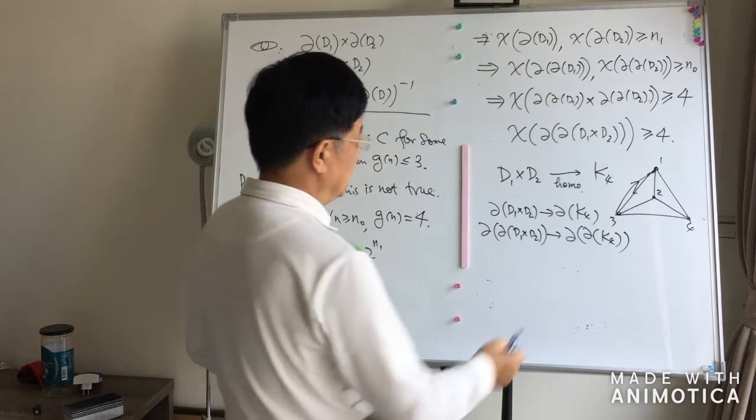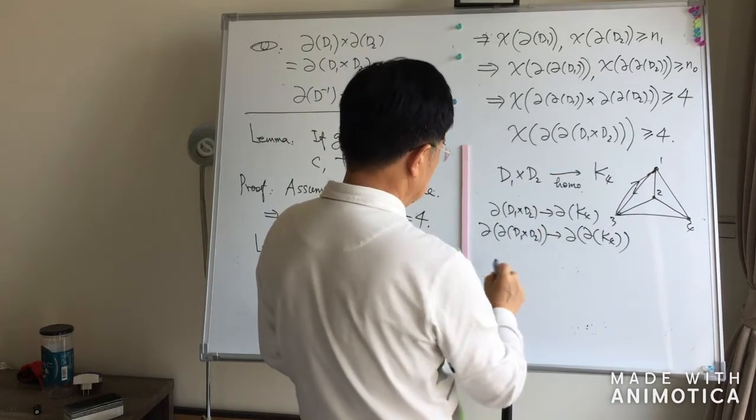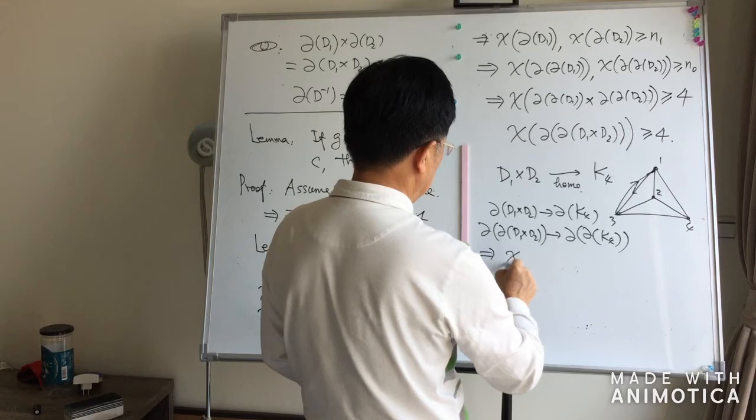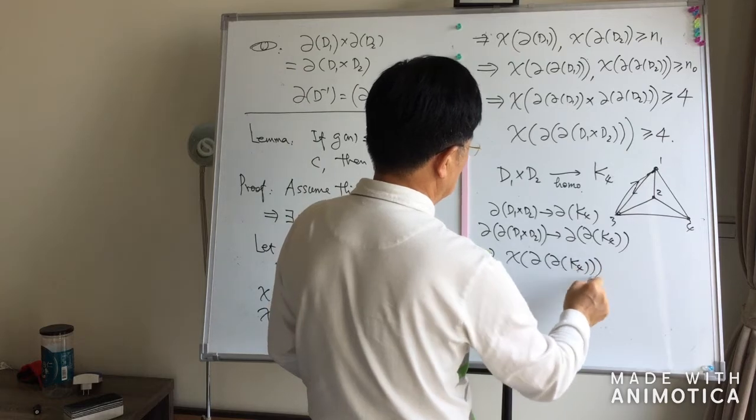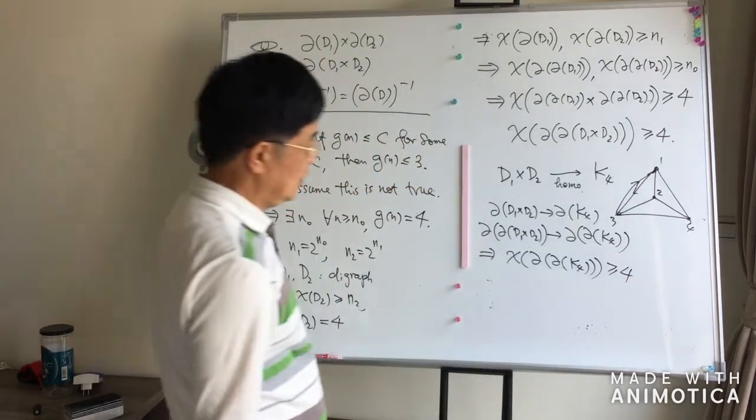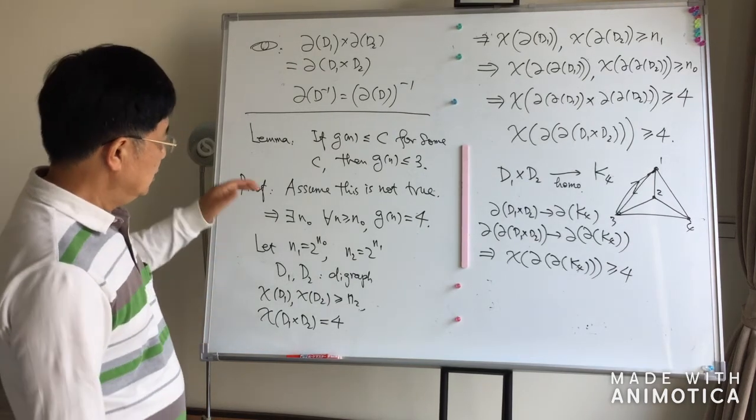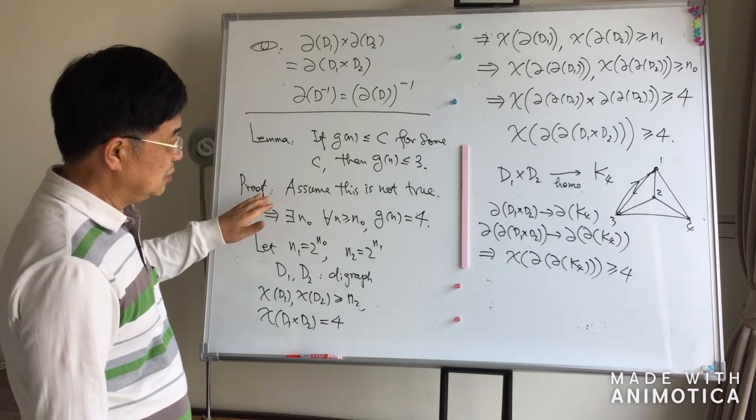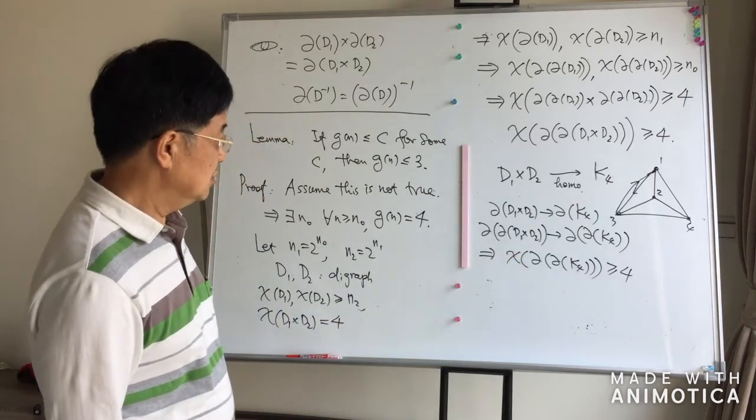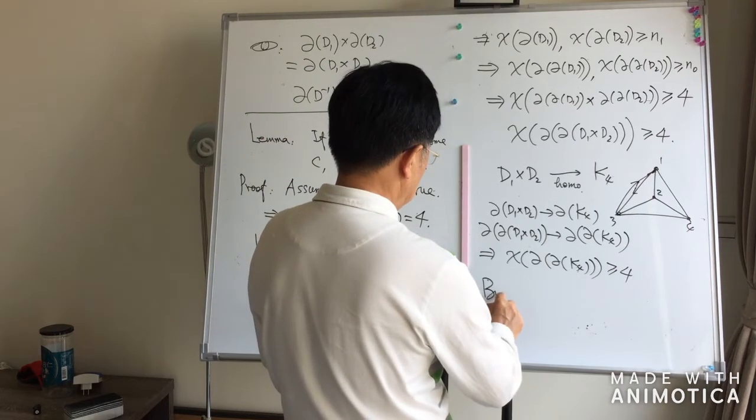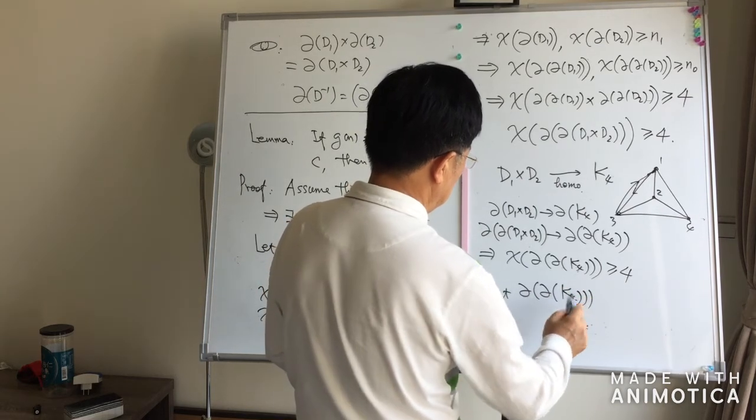Okay, what is this graph? We know that the chromatic number of this one is greater or equal to 4. This implies that the chromatic number of this graph is greater or equal to 4. So to get a contradiction, what do we need to do? We need to prove that this graph is actually 3 colorable. Okay? This graph is 3 colorable.